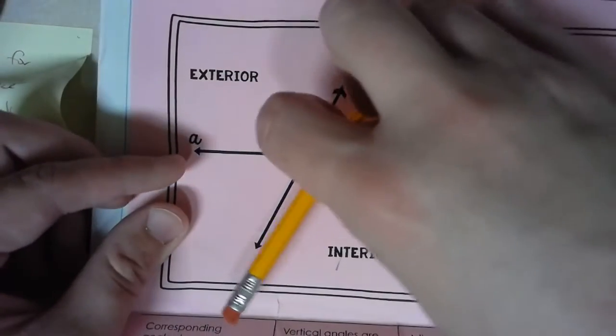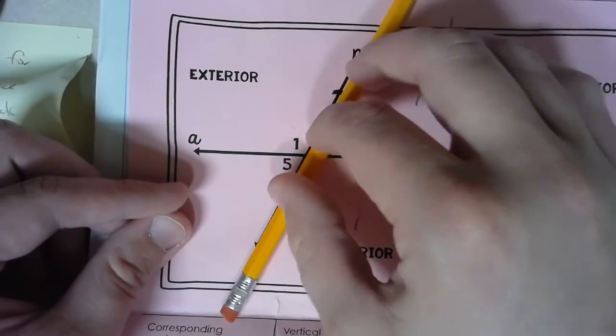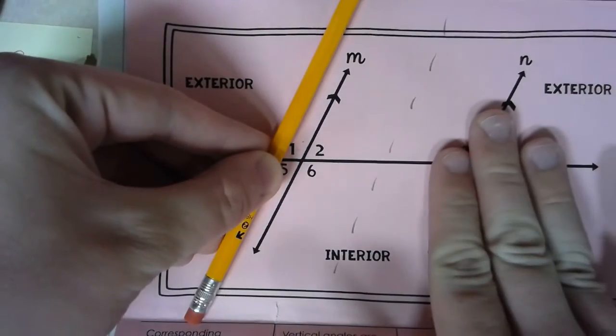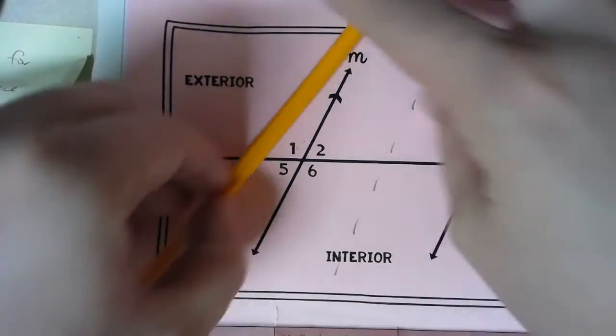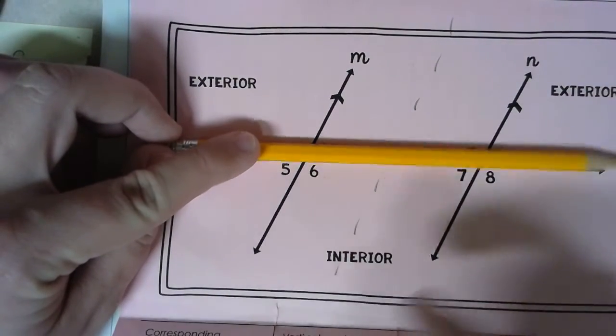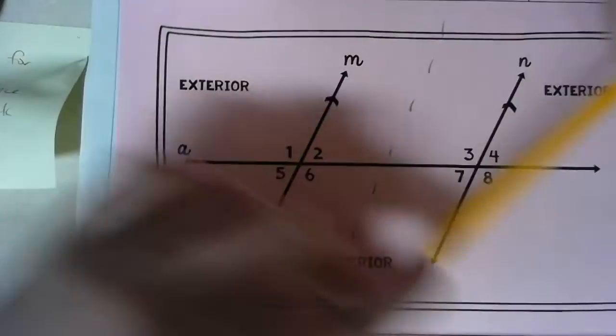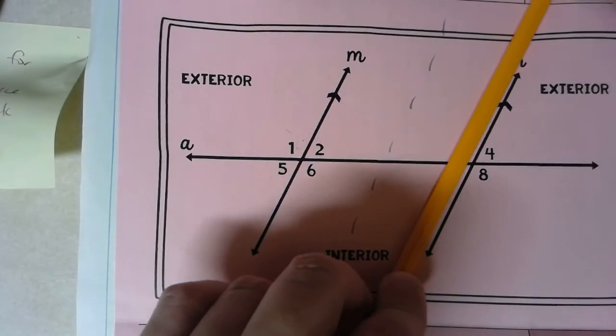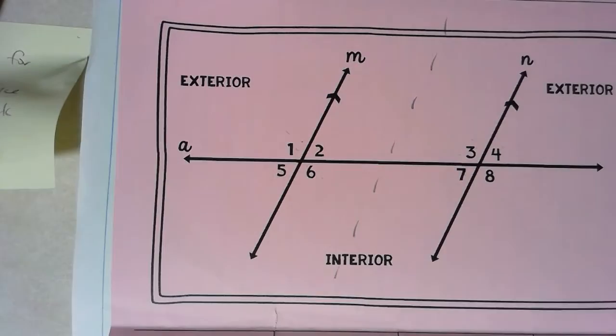Okay, but again, if I now come at this line, angles 1 and 5 make a linear pair. Now, angles 2 and 6 make a linear pair. Angles 5 and 6. Angles 7 and 8. Angles 3 and 7, angles 4 and 8. So any pair of angles that are sitting on a straight line together will make a linear pair.